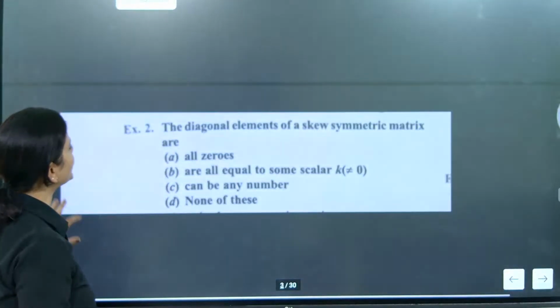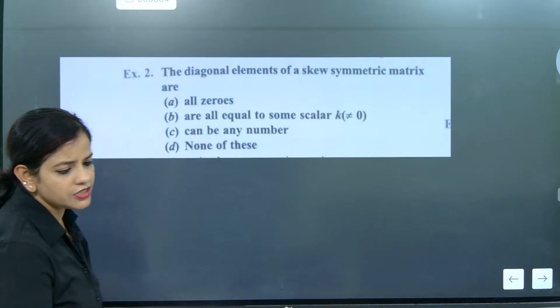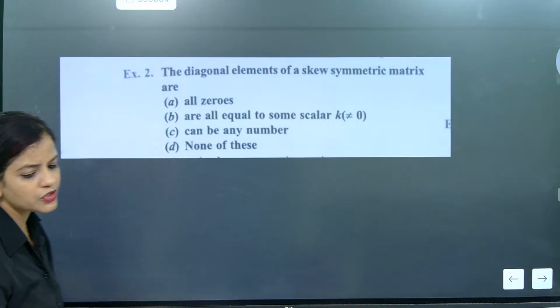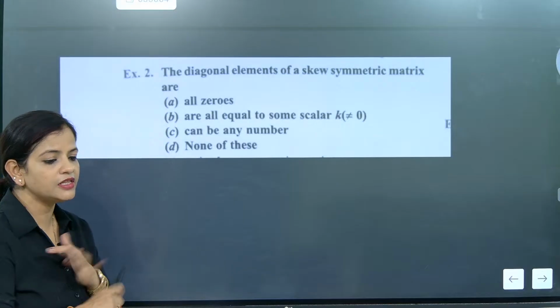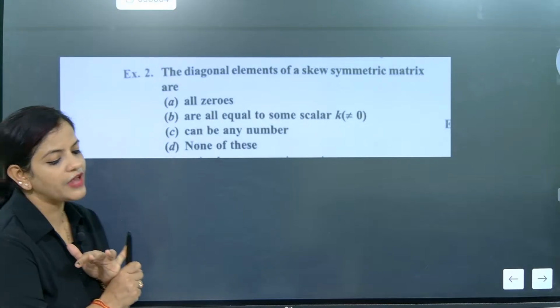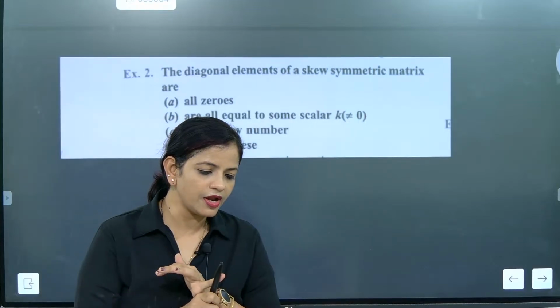We'll go for the next question. The diagonal elements of a skew symmetric matrix are... Answer the question fast. I have already taught this in class. What is the feature of the diagonal elements of a skew symmetric matrix? Come on, tell me.